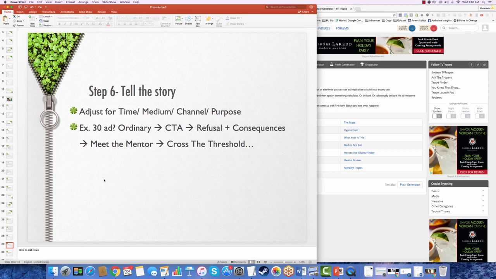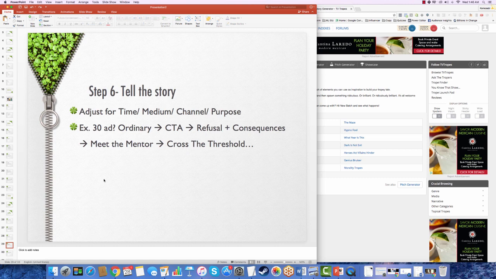And step six, start telling the story. And this goes without saying, but I have to say it just so nobody tries to do something crazy. Adjust it for time, medium, channel, and purpose. So time, meaning how much time do you have? Do you have a 30-second ad? Do you have 5 seconds during the pre-roll of a YouTube ad that is going to let you tell a very specific thing, and then you've got, you know, a minute or two of someone's attention after that if they stay?